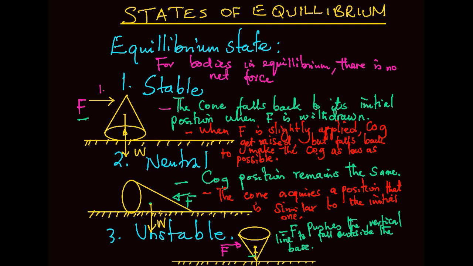And the moment of the force due to gravity will cause the cone to fall. So the cone falls, or we say that the cone acquires a new position that is completely different to the initial position.